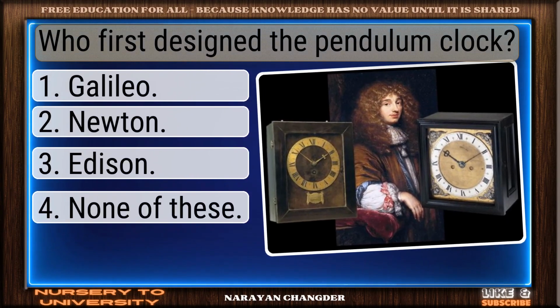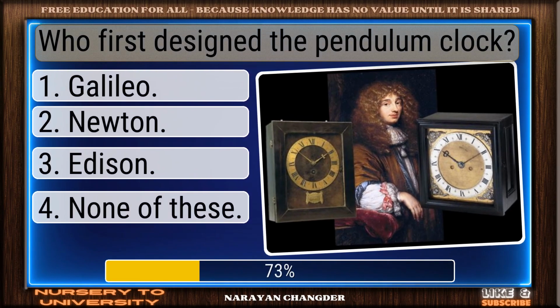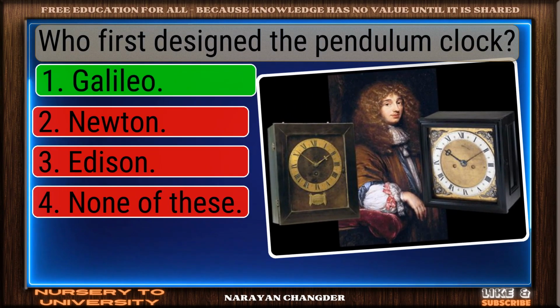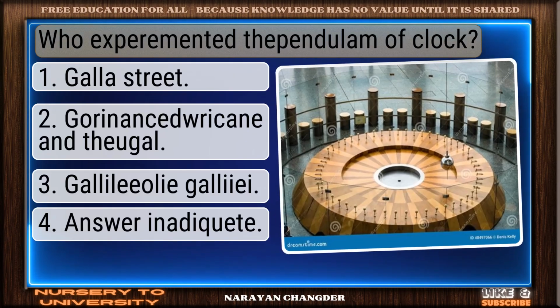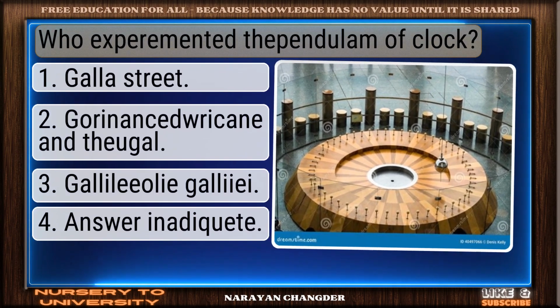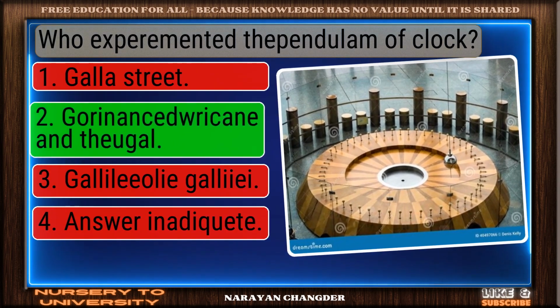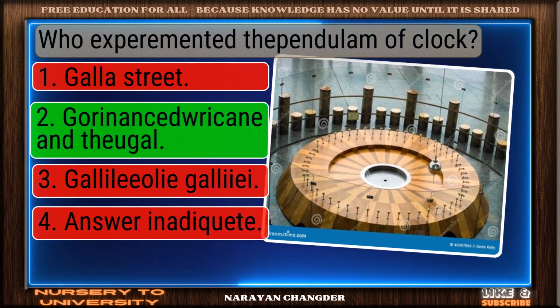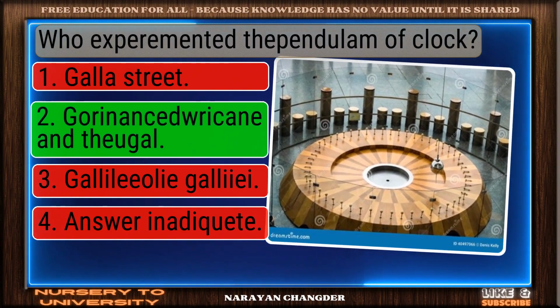Question number 113. Who first designed the pendulum clock? Correct response. Galileo is the most accurate answer. Question number 114. Who experimented the pendulum of clock? Nice selection. Goranan, Sidrikane and Thugal is the correct and valid answer.